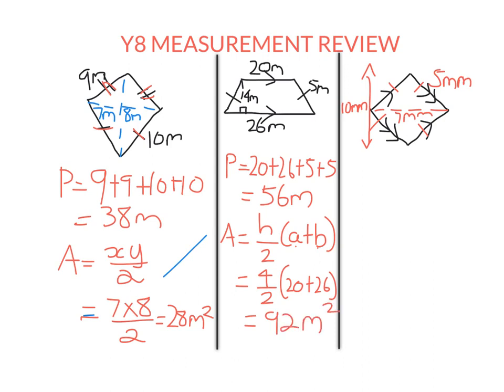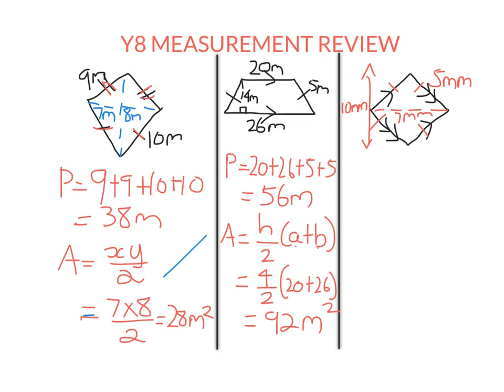Now the third shape here is a rhombus. It turns out a rhombus is a type of kite. It's a special type of kite that has all four sides equal. It's also a kite but a parallelogram as well. It has two pairs of parallel sides. A rhombus is sort of like a square that's slanted.